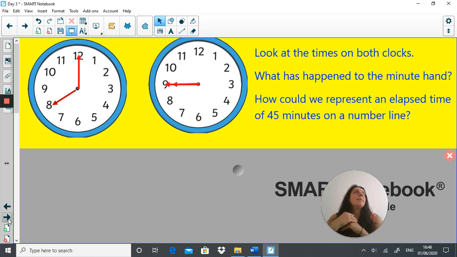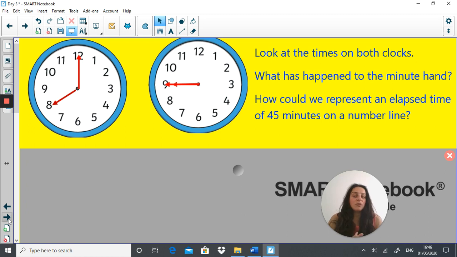So in the last 2 lessons, we have been looking at elapsed times, and yesterday we looked at the elapsed time of 30 minutes in more detail, and today we're moving on to looking at the elapsed time of 45 minutes. Okay, so it's just extending and building on the knowledge that you already have. So let's look at the time on both these clocks. What has happened to the minute hand? How can we represent an elapsed time of 45 minutes on a number line?